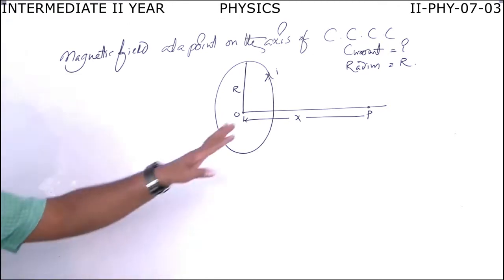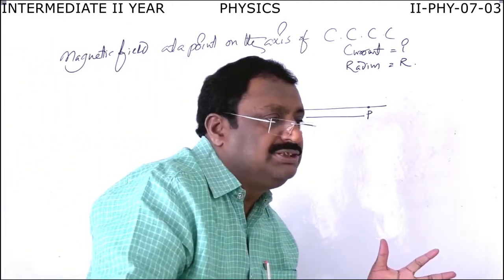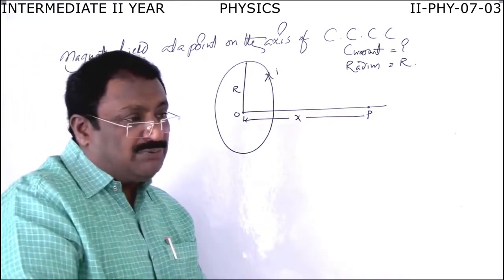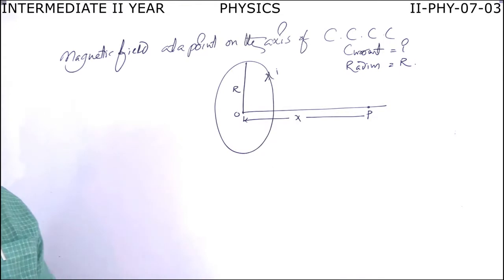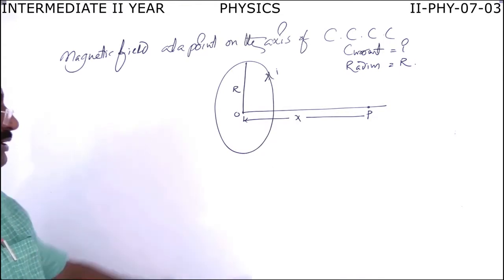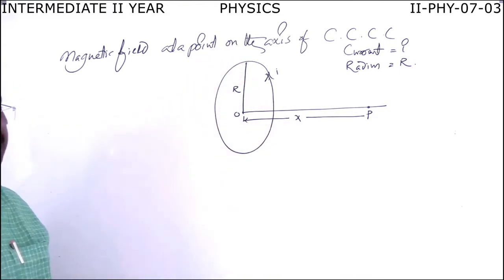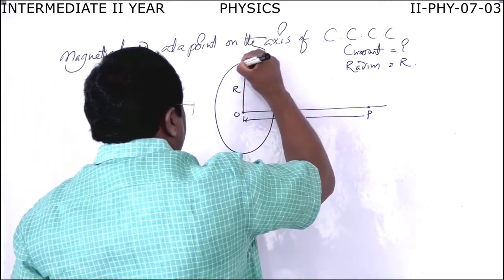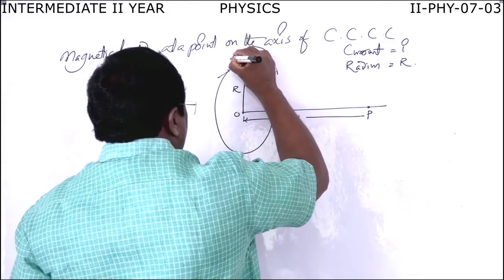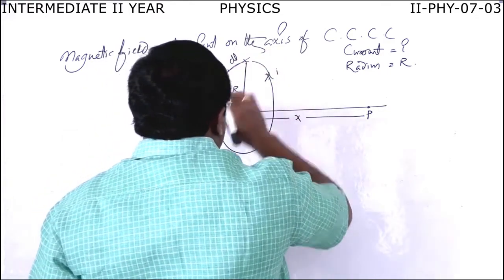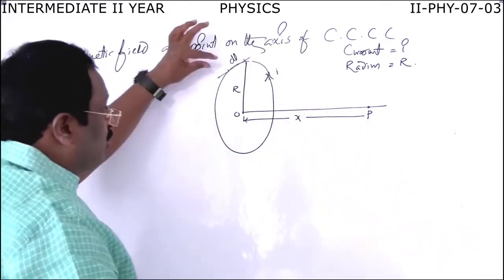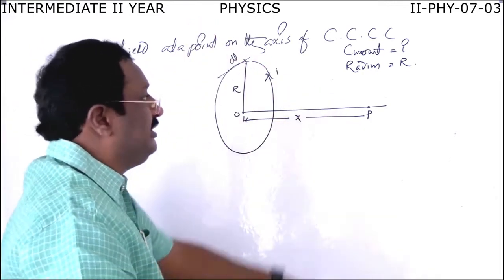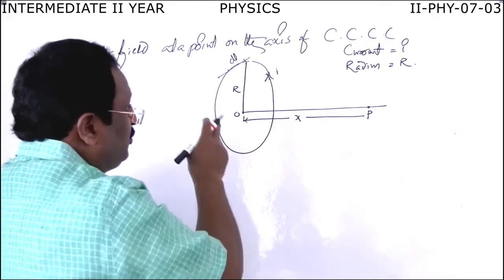To find the magnetic field, we want to use the Biot-Savart law. According to the Biot-Savart law, we can find the magnetic field due to a small element. So this coil is also divided into a number of small elements. Take one of the elements here. This is the small element, and the length of the element is dl. Due to this small element of the coil, we find the magnetic field at this point. So we connect these two points.